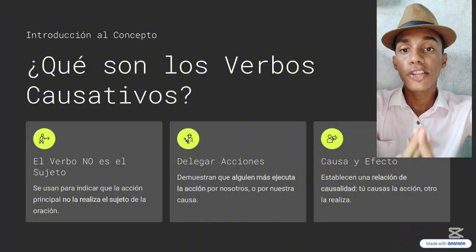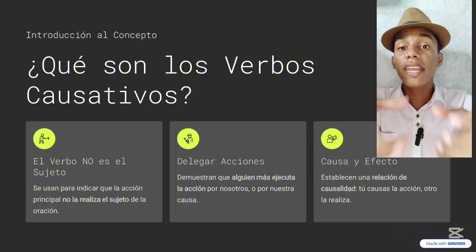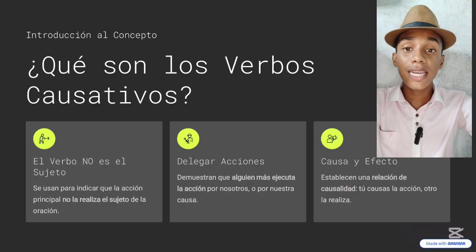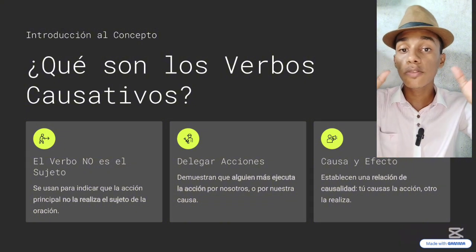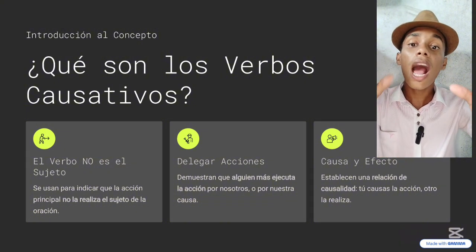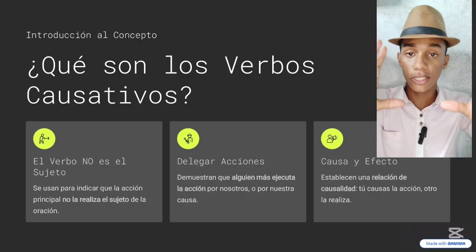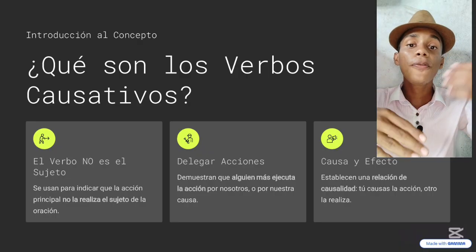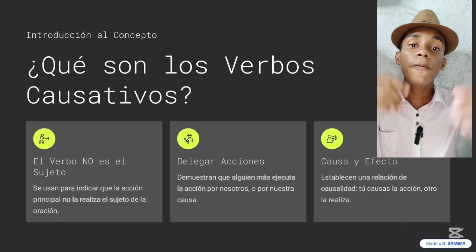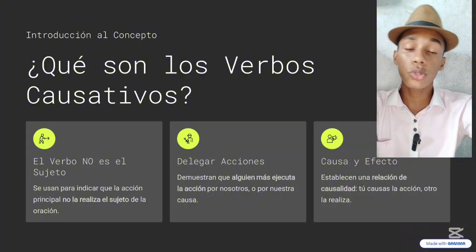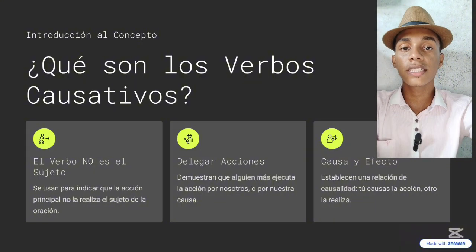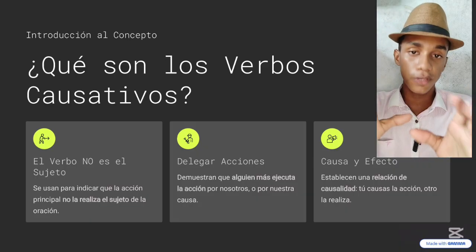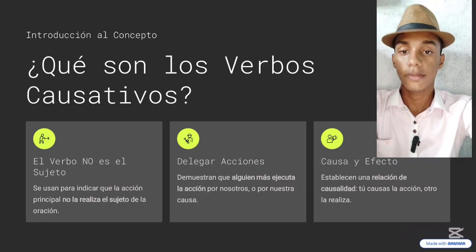Causative verbs are used to indicate that the main action is not carried out by the grammatical subject of the sentence. They are crucial for expressing that we have arranged or asked for a service to be done. Think of it as arranging for someone else to do a job, like getting a plumber to fix a leak instead of doing it yourself. Okay.